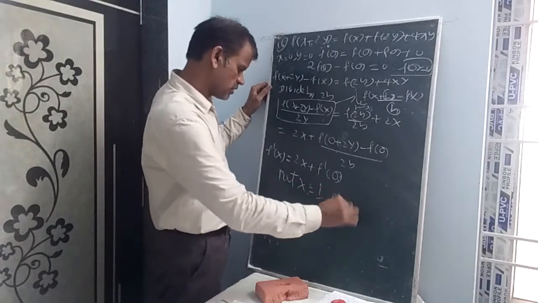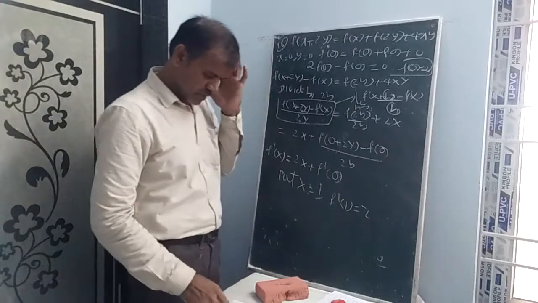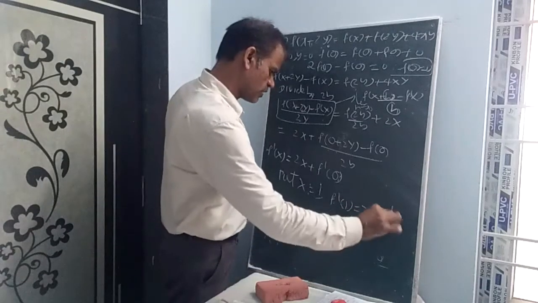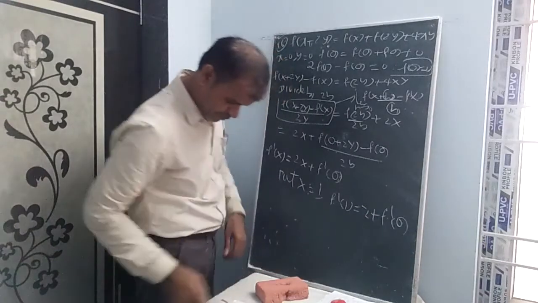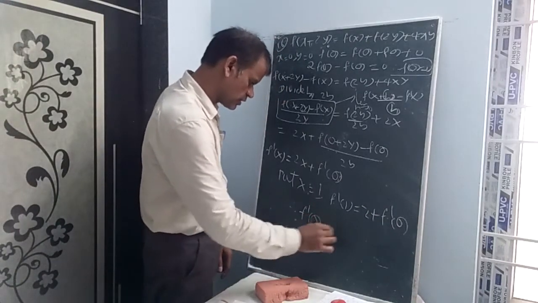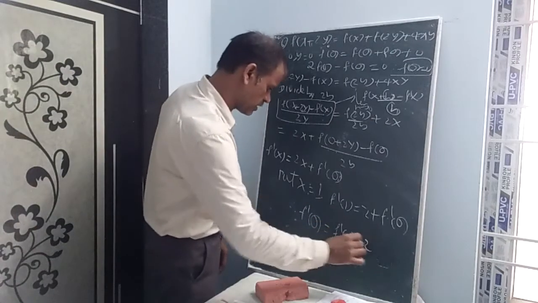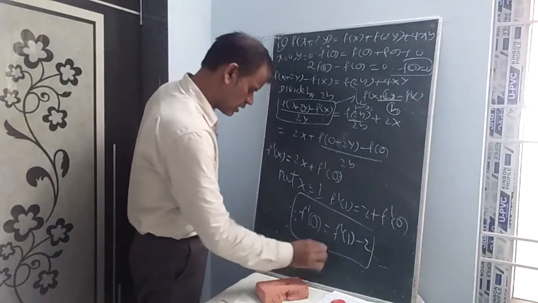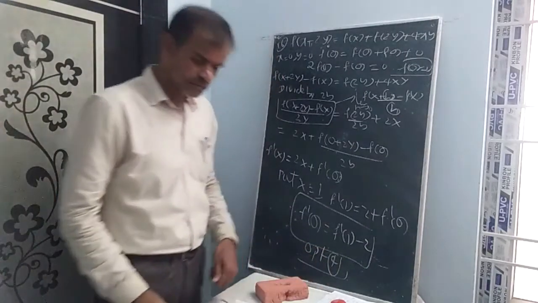So f dash 1 is equal to 2 plus f dash 0. According to our options, we are verifying f dash of 0. Therefore, f dash 0 is equal to f dash 1 minus 2. Option 4 is the right answer.